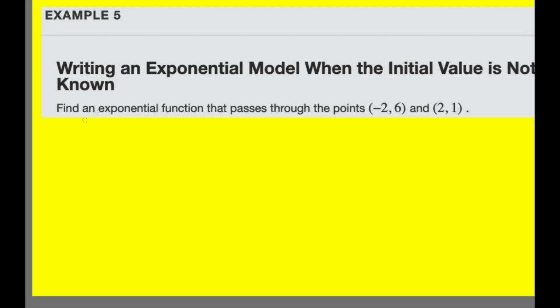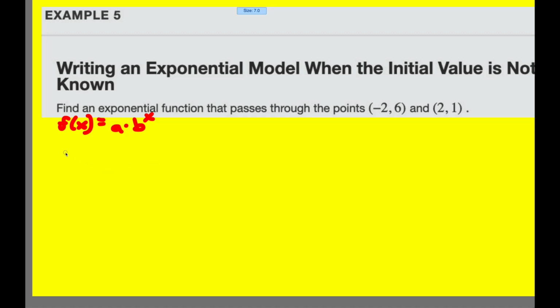Okay, first thing I'm going to do is note that I am trying to look for a function f of x which is equal to a times b to the x power. That's the goal. I need to know what a is, and I need to know what b is. Then I have my answer. So that's what I'm going to do.